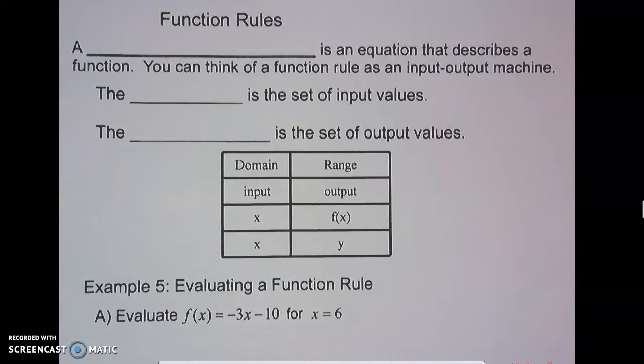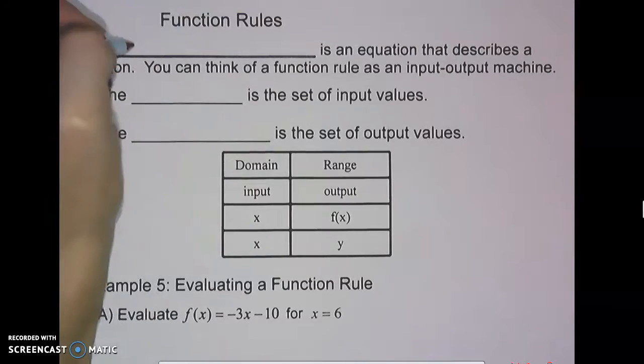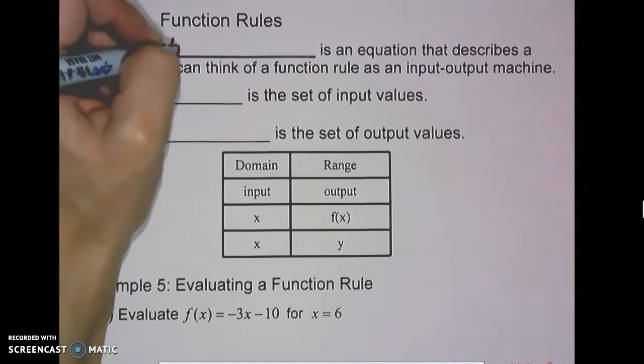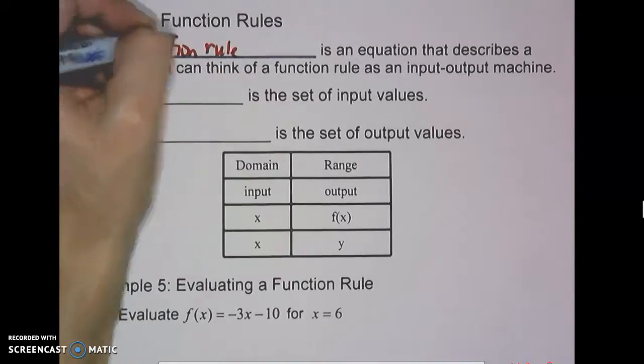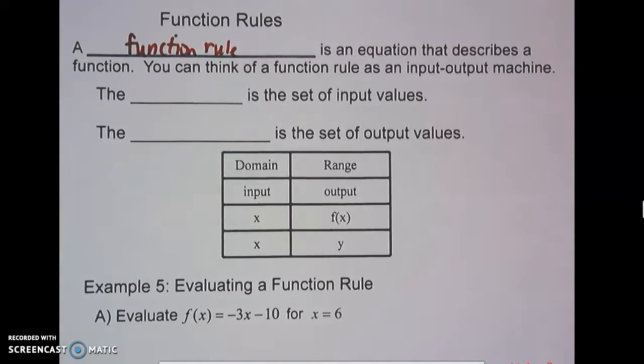Today we're going to continue our discussion with functions and relations, with function rules and dealing a little bit more with domain and range and what that all looks like. So we're going to focus on function rules first. And so a function rule is an equation that describes a function.